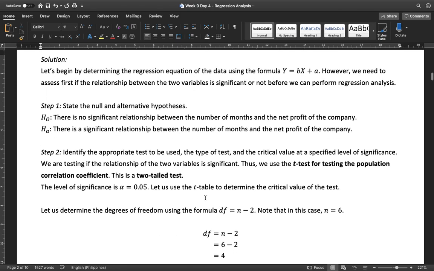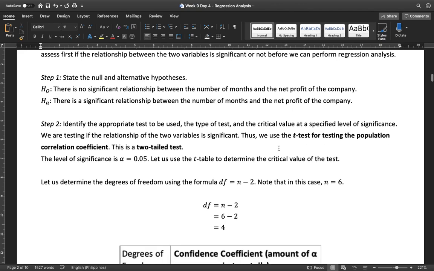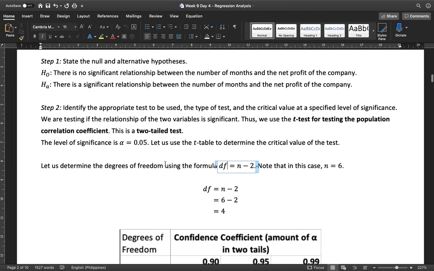Next step natin, ano yung appropriate test to be used natin? Kasi aalamin natin yung relationship of the two variables, di ba? So, t-test tayo. Ano yung type of test natin? Two-tailed. Critical value, how do we know that? Let's check first the level of significance. Ano yung level of significance natin? 0.05. So, gamitin ang t-table, compute si degrees of freedom. Ano ang degrees of freedom natin? df equals n minus 2.